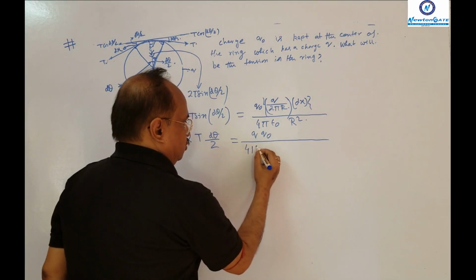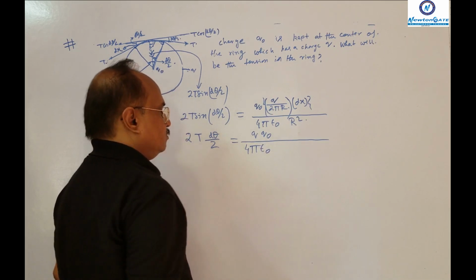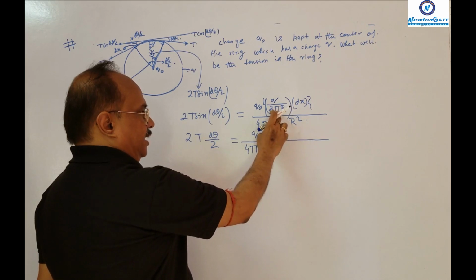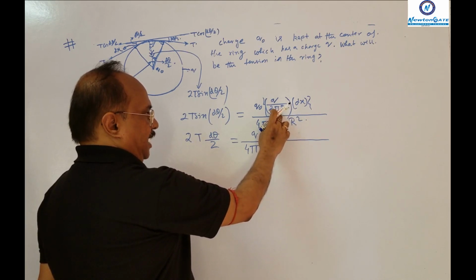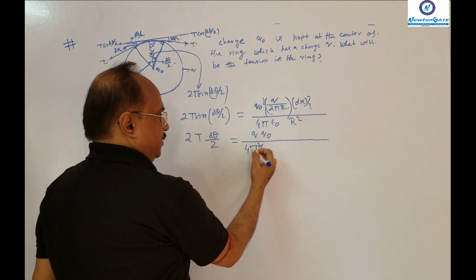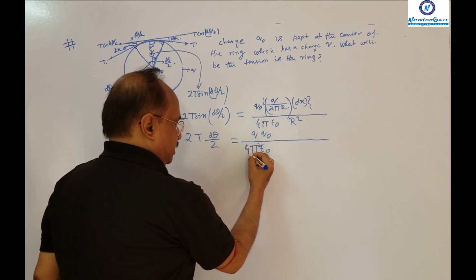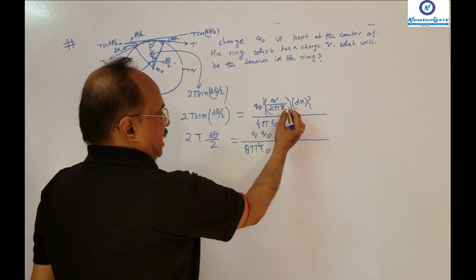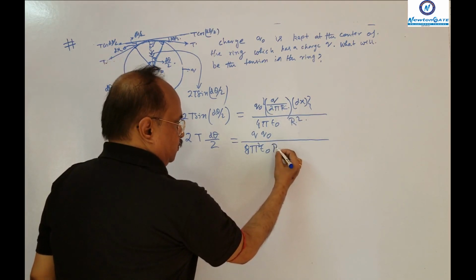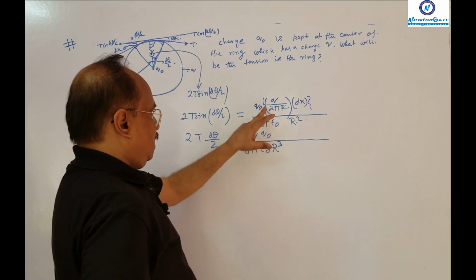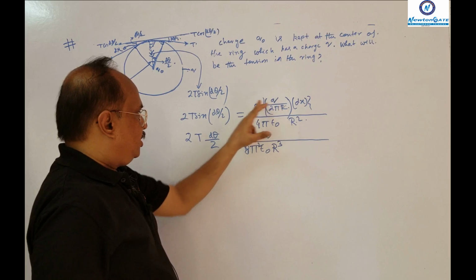divided by 4π epsilon naught. It is better to write this pi and this pi, make it pi square, and this 2 and this 4 makes it 8. Better to write here 8π² epsilon naught. This r and r square make it r cube, and Q naught is already here.